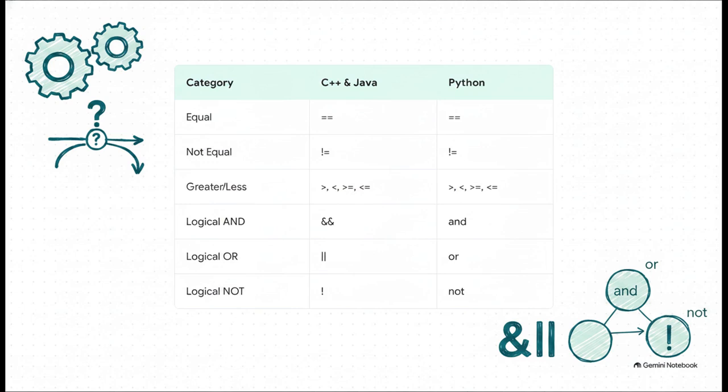And again, checking if things are equal or greater than, that's universal. But look at the logical operators at the bottom. To check if two things are true at the exact same time, C++ and Java use a double ampersand symbol for and, a double pipe for or, and an exclamation mark for not. Python, really leaning into its famous readability, just uses plain English words for these: and, or, and not.